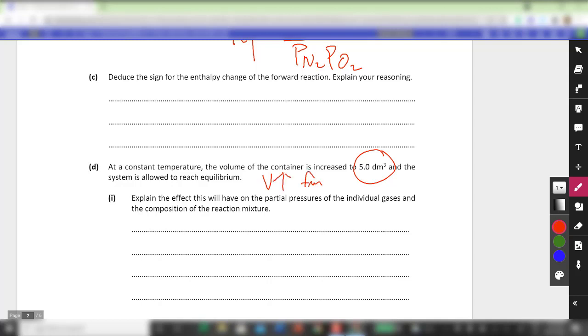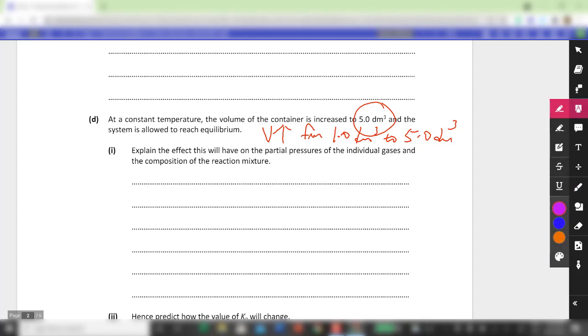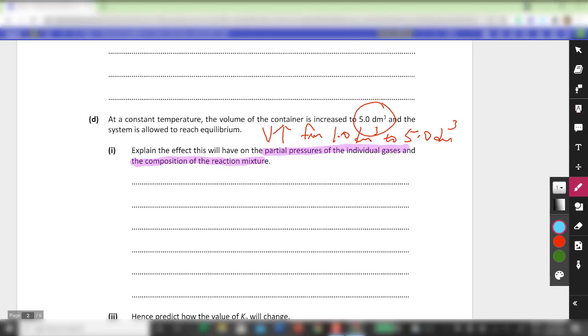The volume increases from 1.0 dm cube to 5.0 dm cube, which means the volume increases by 5 times. So the question is, explain the effect this will have on the partial pressure of the individual gases, and the composition of the reaction mixture. So there are two parts to the question, so we probably want to address them one by one.